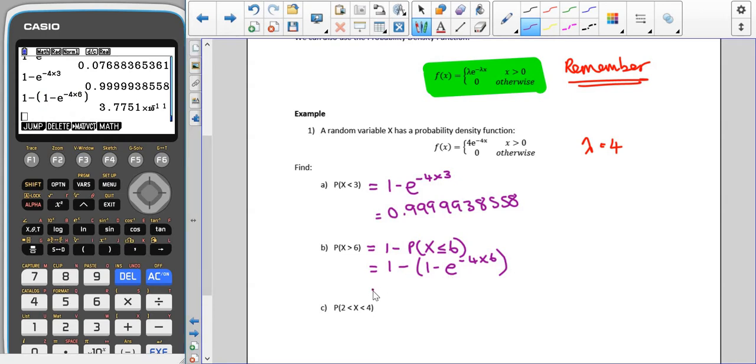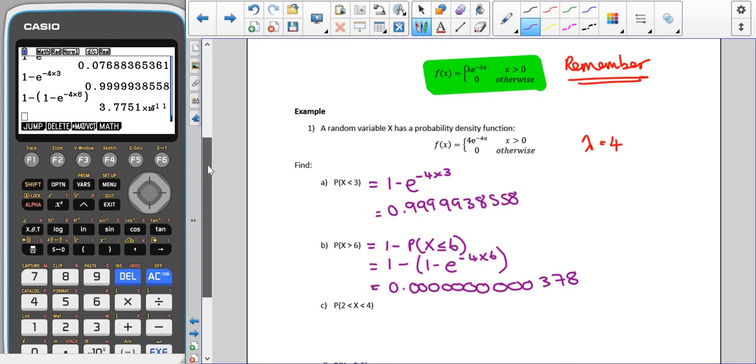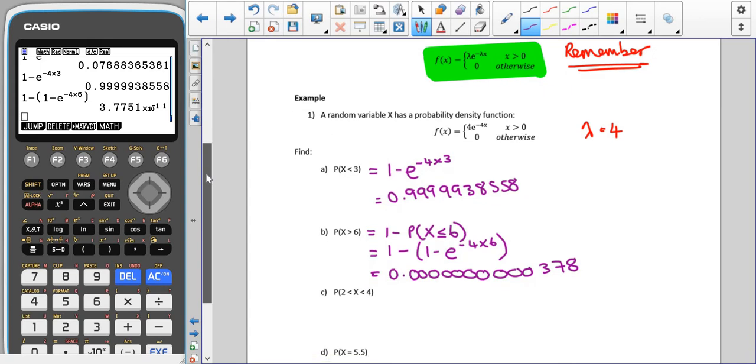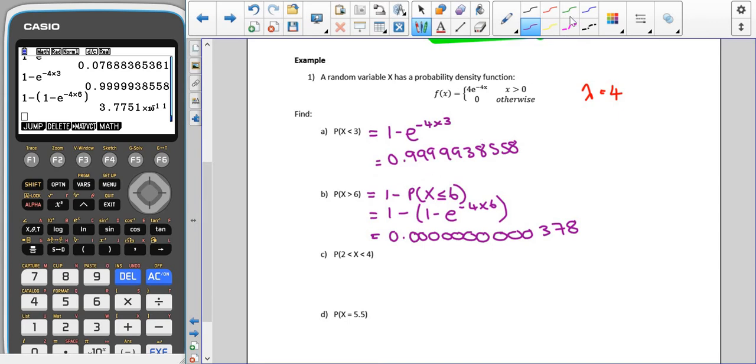And that gives us 0.378 to 3 significant figures there. You could have left that one in standard form because it was such a small number. But it's important to understand that even if this said the probability of x being greater than or equal to 6, which means that we would have done 1 minus the probability of x being less than 6, we would have still got the same value. That's because it's a continuous distribution. This probability is going to be the same as this probability here.